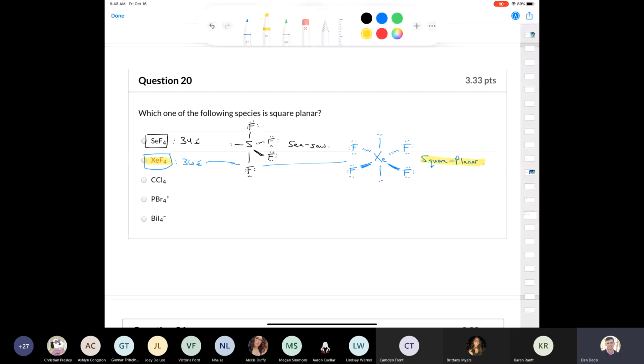It's xenon tetrafluoride. You know what? I don't like questions where the answer is right away. I like to dig around a little bit. Let's try the next one. It's carbon tetrachloride. We got 28 valence electrons from the 4 chlorines plus 4 from the carbon. That gives us a total of 32 electrons.